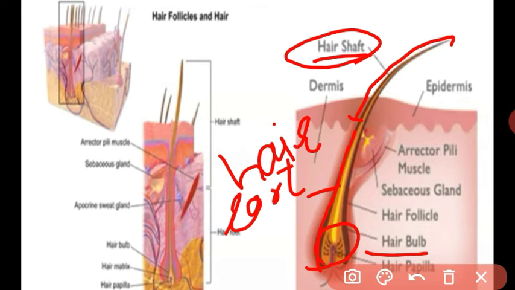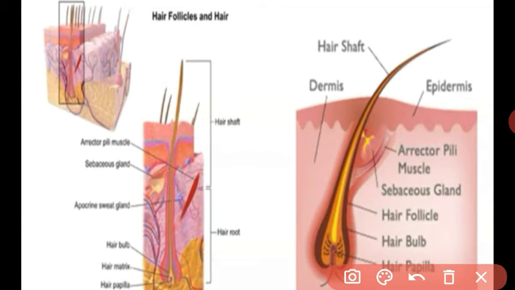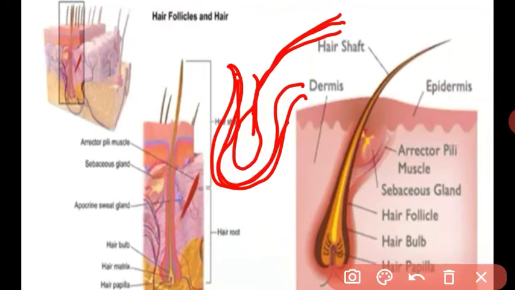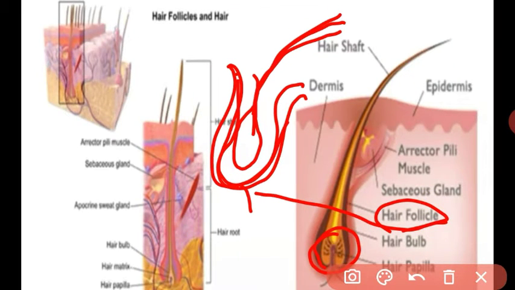Hair follicle, see, like that structure. In that structure, the hair root is enclosed. This structure is called the hair follicle. This hair follicle is composed of epithelial and connective tissue. Got it? This is the hair follicle, and this part is called the hair bulb.